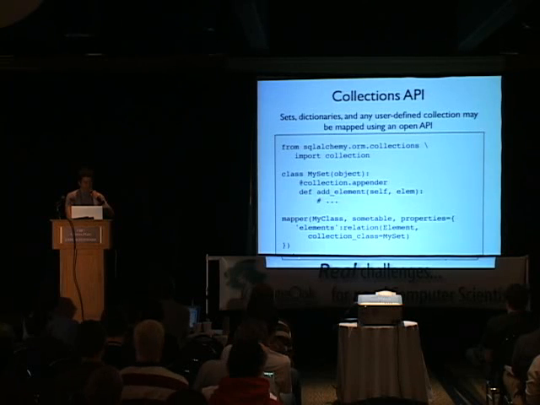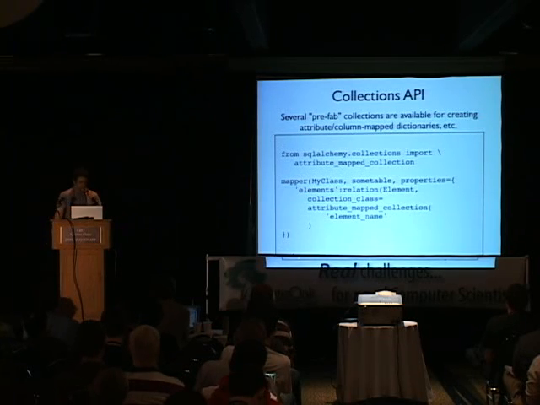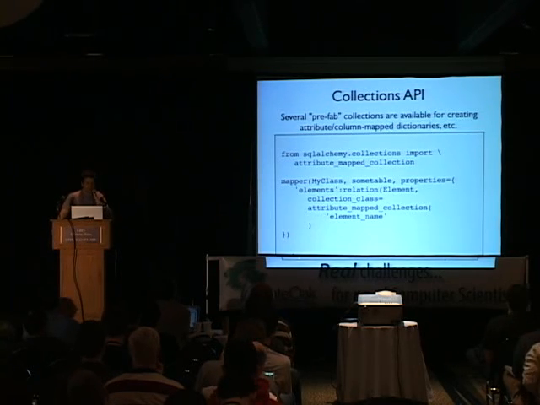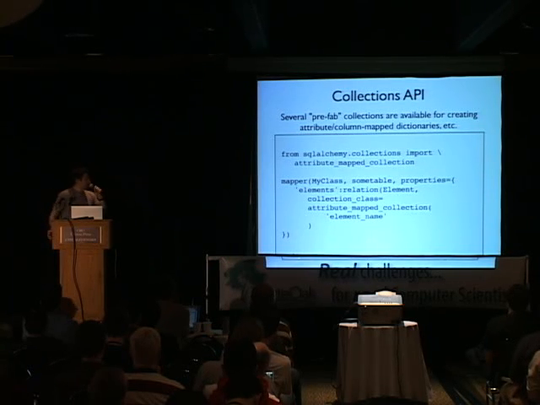We also have some built-in collections that are handy, like a mapped dictionary. This mapping, again, myClass to element, we're going to have a dictionary where the keys of the dictionary are the element name attribute of the element object. And you can just pull that right out of our import space. You can also map dictionaries where the keys are actually instances with a few more tricks.